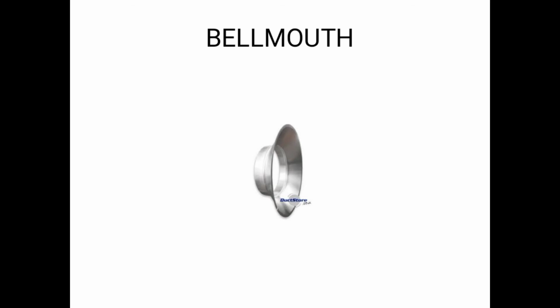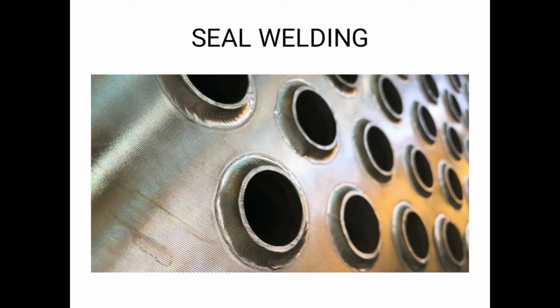Bell mouth is mostly done in a water tube boiler. This process is similar to flaring, which is done in a fire tube boiler, while the bell mouth is done in the water tube boiler. And after the bell mouth, as you know, the beading process follows. And the next one is seal welding. Seal welding, you can see in the picture, it is very clear from the picture what is seal welding.